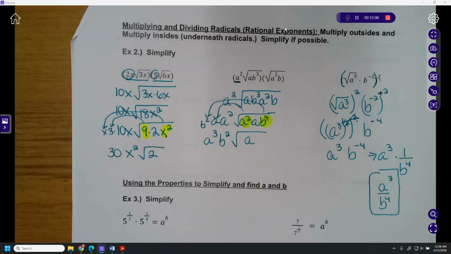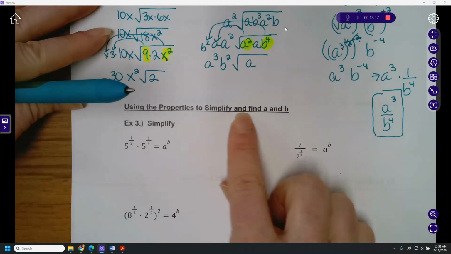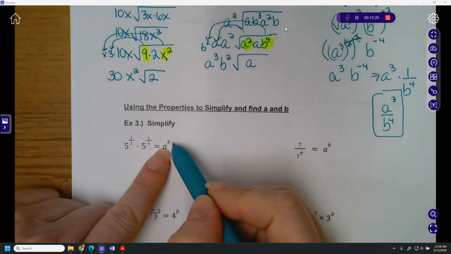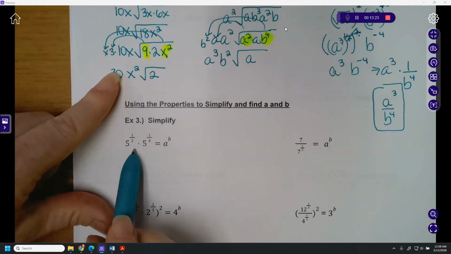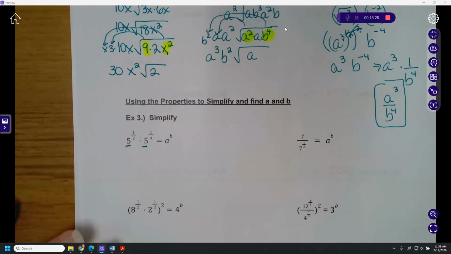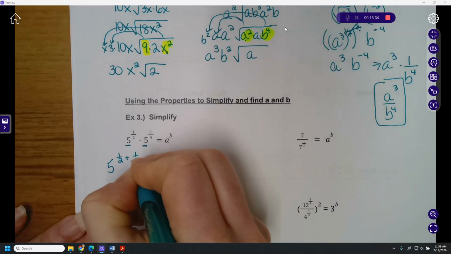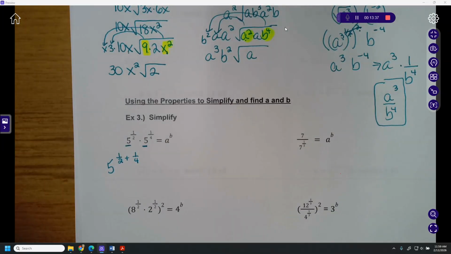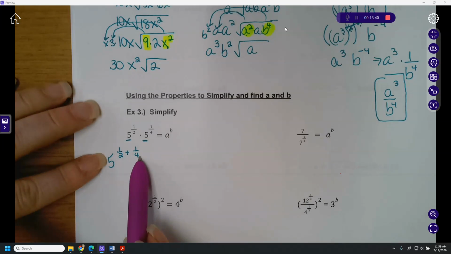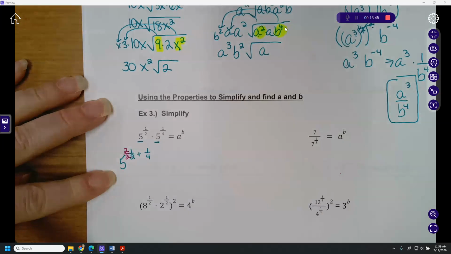All right, let's do a few of our properties with numbers to rewrite as same bases. This example is saying use the properties to simplify and find a and b. So I'm trying to basically put these together as one number to an exponent. We talked about if the bases are the same, we can add our exponents together. Unfortunately, our exponents do not have the same denominator, so what I'm going to do is change the denominator of the 1/2 by multiplying by 2 over 2.